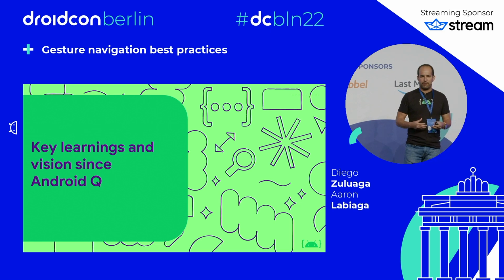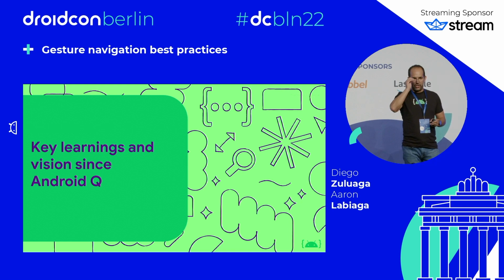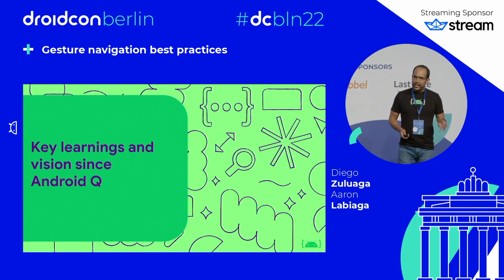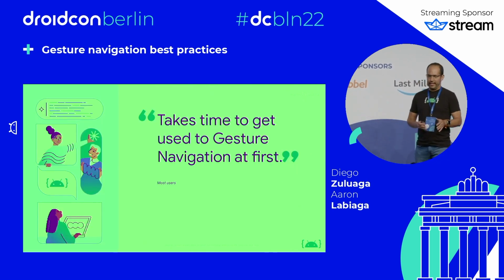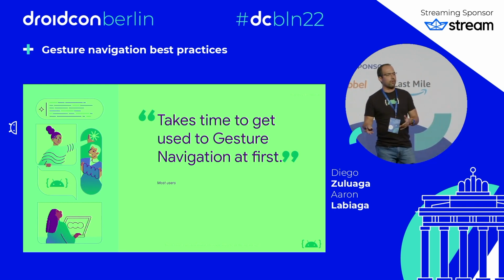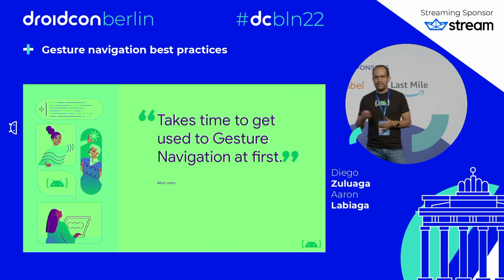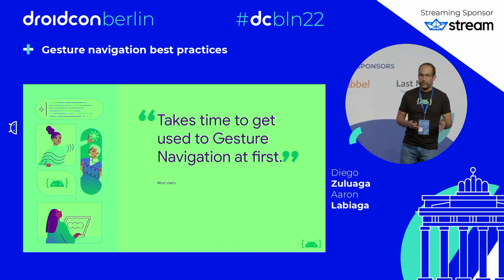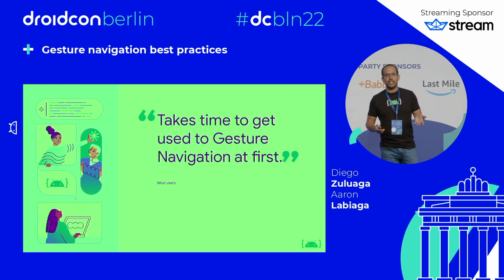So those are the 4 capabilities, and we have learned a few things since Android Q. We want to be very open with you about what's going on in gesture navigation and how we are planning to address these issues. The main key learning is that gesture navigation is a long journey. It takes time for users to learn gesture navigation, and some of them fall back into the three-button navigation mode. So it's not an immediate adoption, even though 30% of devices currently leverage gesture navigation. But we want to change that.